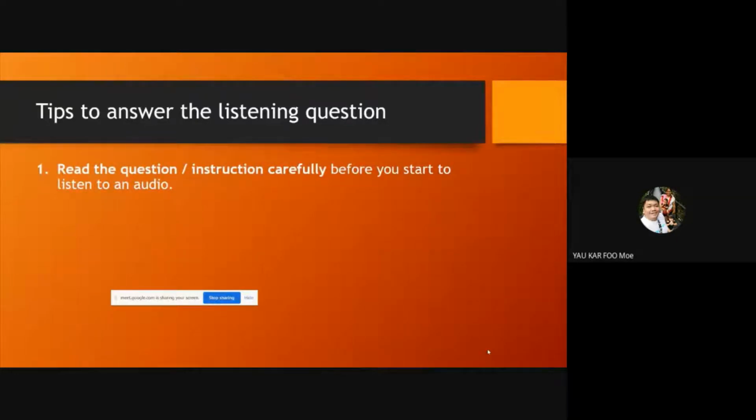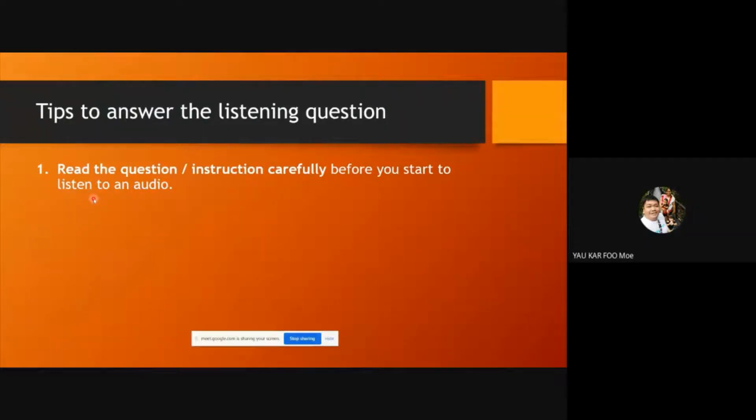Okay, the first thing is very important, you have to read the question. You have to read the question and instruction very carefully before you start to listen to an audio. Even though you are not listening to the audio at first, actually the important step in the listening session is to understand the material, the listening material, or we call it the question and instruction, arahan ataupun soalan yang diberikan dulu.